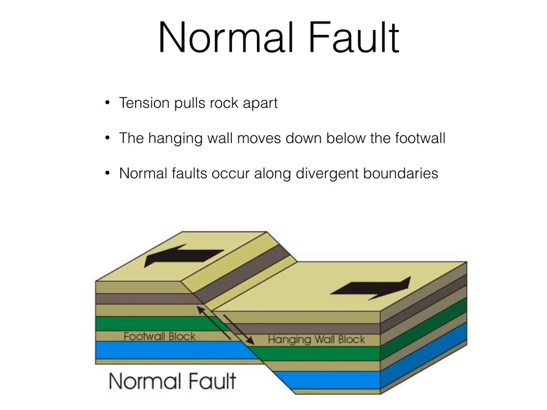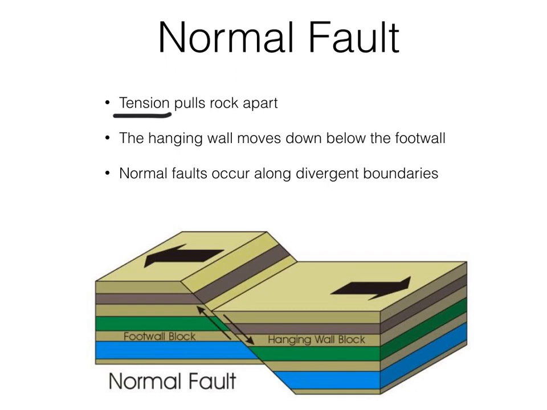Okay, so we're going to start with, very simply, our normal fault. What type of stress causes a normal fault? If a fault is a break in the rock, what type of stress causes that? Well, tension pulls the rock apart, and the hanging wall moves down below the footwall. And we're going to do a little activity in class tomorrow. You'll actually be showing how this works.